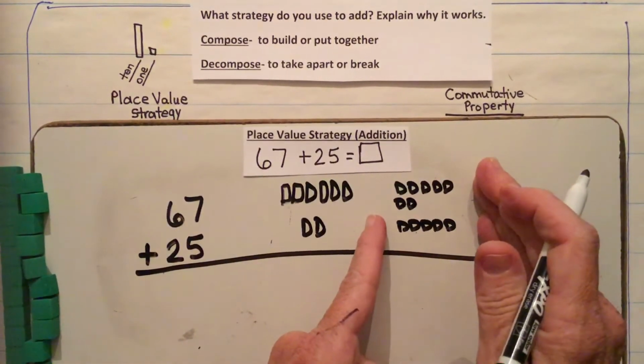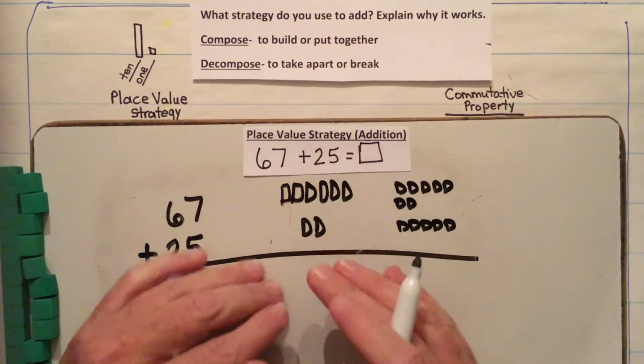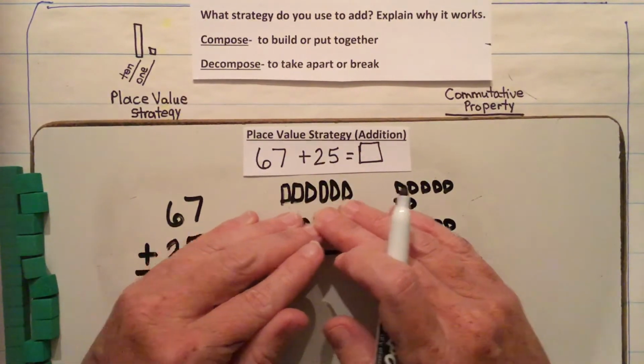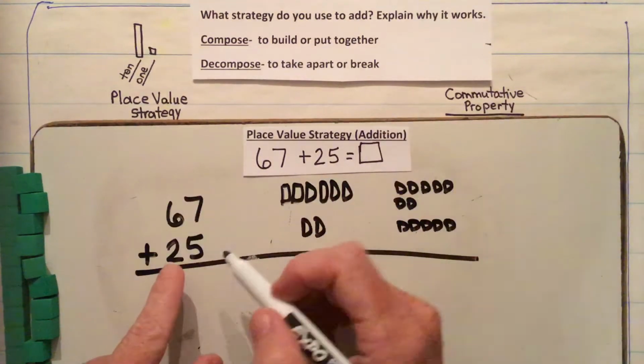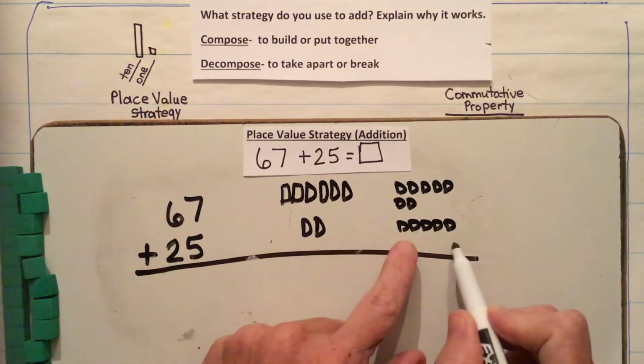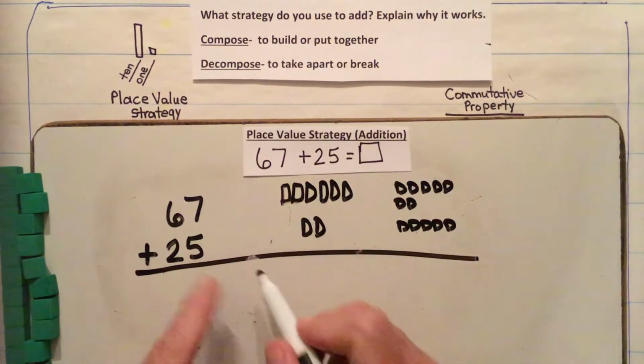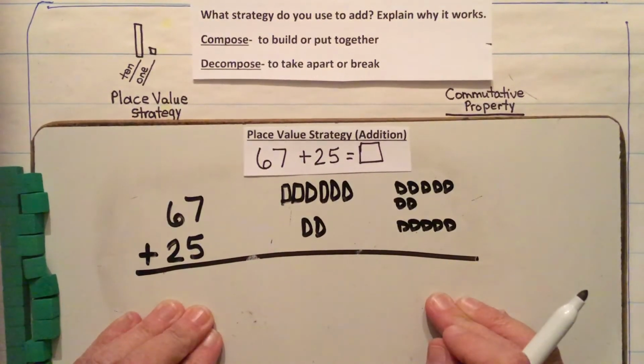Notice my ones are together, my tens are together. The add-in on top is represented by the base 10 blocks that are beside it. The add-in on the bottom is represented by the base 10 blocks beside it on the bottom. It's very important to stay neat.